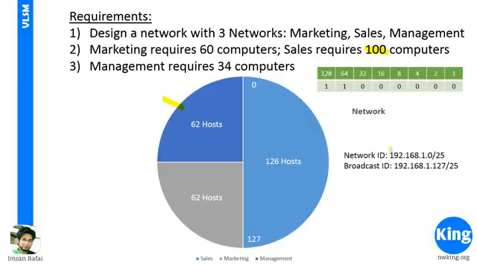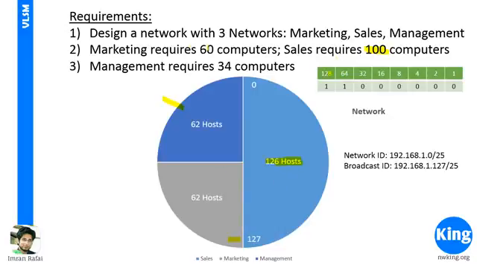When you borrow 1 bit, let's start with 192.168.1.0. So your network ID is 0, but with borrowing only 1 bit, the block size is 128. So the next IP address that's going to start is 128, so the broadcast ID is 1 less, it's 127. In between we have 126 valid hosts, which is perfectly fine to accommodate our sales department.